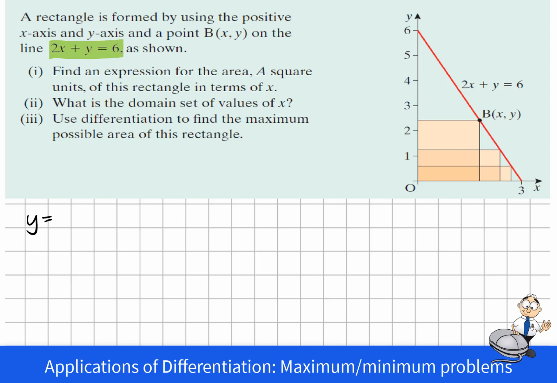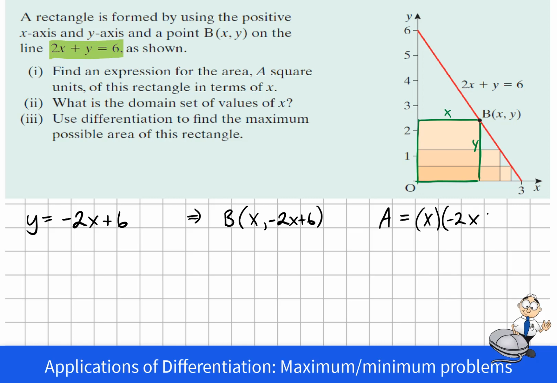So if we write the equation of the line, express it in terms of y, we'll have y expressed in terms of x. So y is negative 2x plus 6. So we could write B in terms of x like this. And the area is x by y, because it's length by breadth. So whatever the x coordinate is multiplied by the y coordinate, that would be the area of this. So in terms of x, we could express that as x being multiplied by negative 2x plus 6.